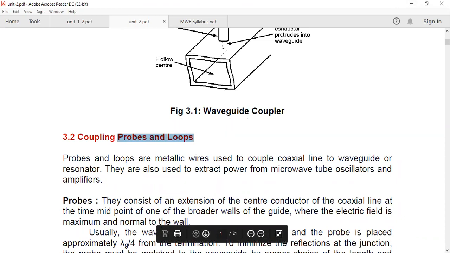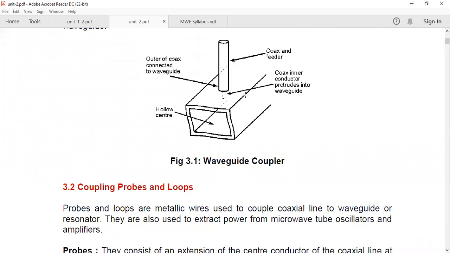In probes and loops, suppose you have the rectangular waveguide. We have the broader dimension, which is the width, and the somewhat shorter dimension, which is the height. And we have the edges of the waveguide. The probes we can insert along the dimension.